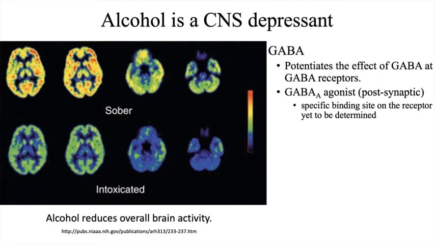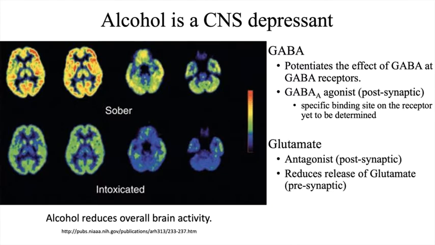It is an agonist. It's going to be a positive allosteric modulator that causes an increase in the impact of GABA binding. The specific binding site on the GABA receptor has not been determined yet. It is an antagonist to glutamate. It's technically an antagonist to all glutamate receptors, but it has a specific affinity to the NMDA receptor. It's also going to reduce the release of glutamate. That's going to be a presynaptic effect.